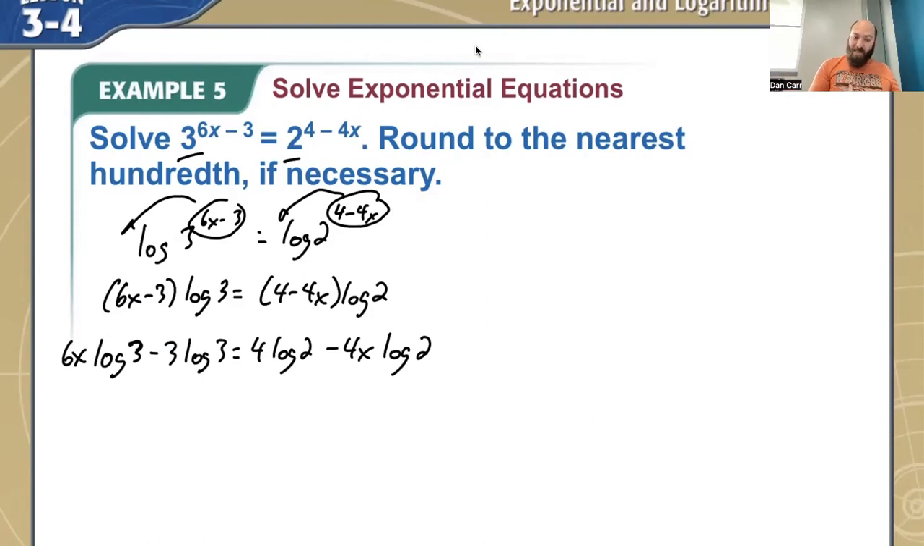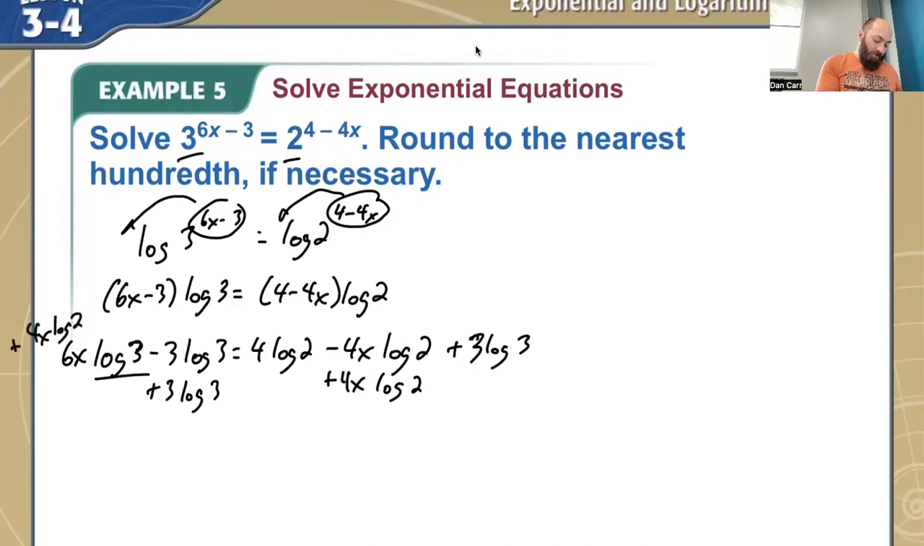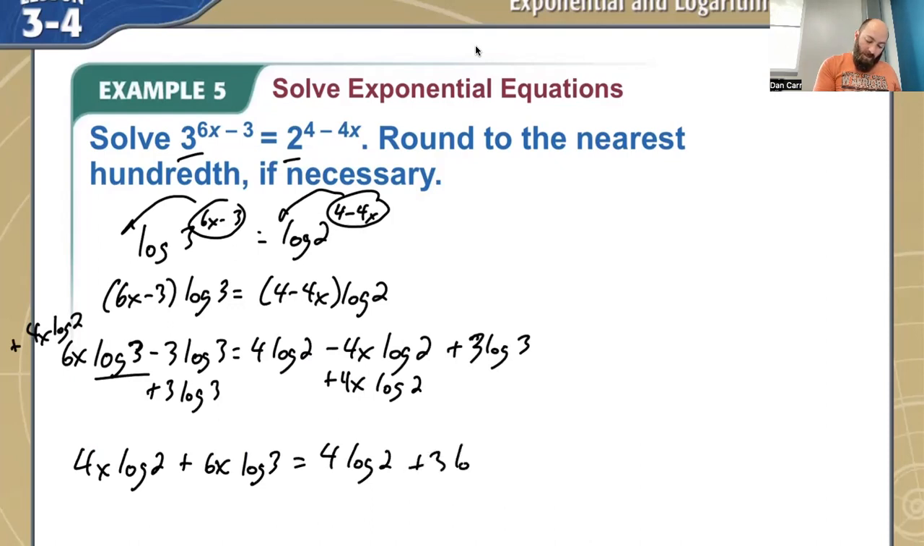So I want to bring all my x's together. I'm also going to bring this to the other side. I'm going to add 3 log 3 over, and I'm going to add 4x log 2. Now I cannot combine these because they are log of 3 and log of 2, so I'm simply going to add it over here. So we got 4x log 2 plus 6x log 3 is equal to 4 log 2 plus 3 log 3.